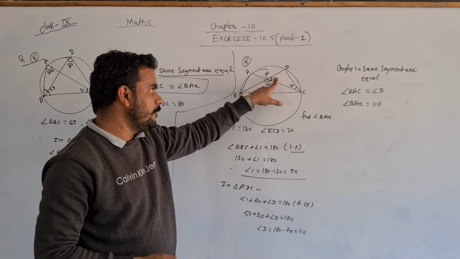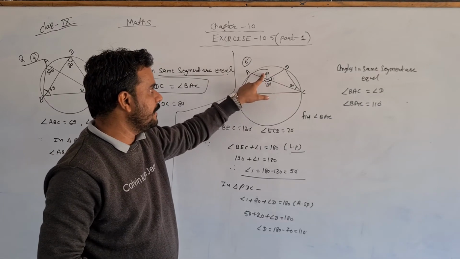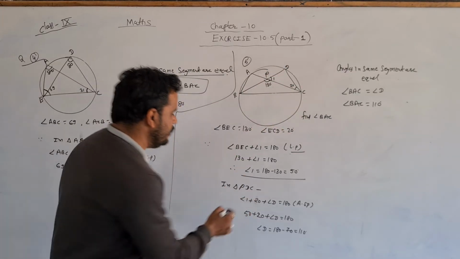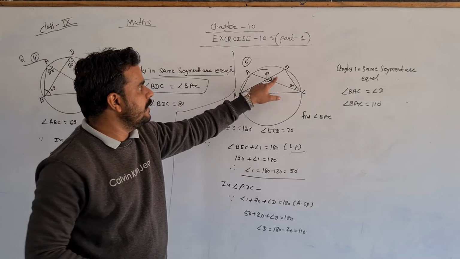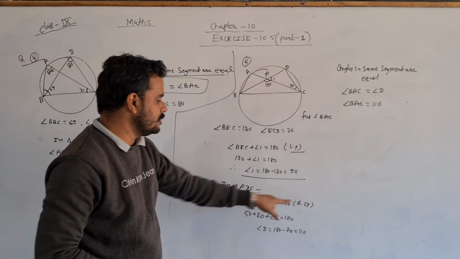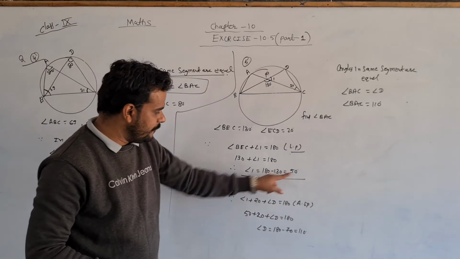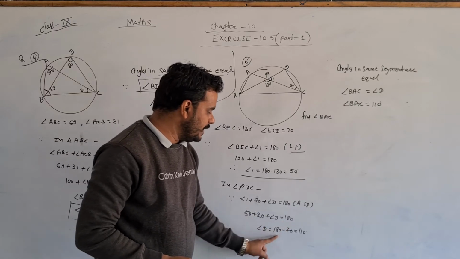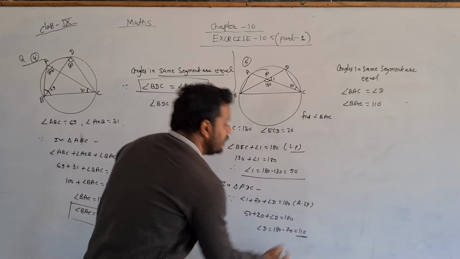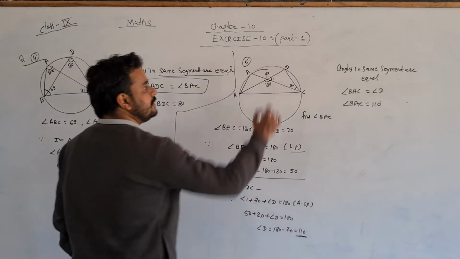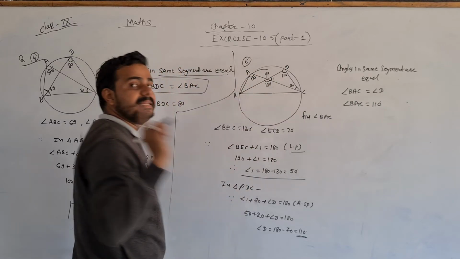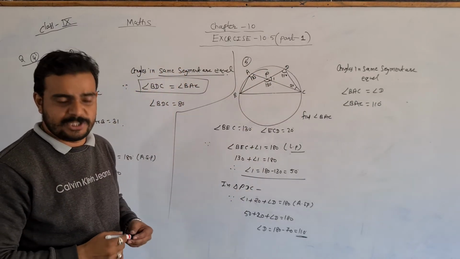So now we know that this point is marked P. So in triangle PDC, if we use the angle sum property, angle 1 plus angle B plus 20 is equal to 180. So angle 1, as you know, 50 is there, 50 plus 20 is 70. So angle D equals 180 minus 70, then 110. Because why we do like this, we get angle 110 and this is also 110. Angles in the same segment are equal to each other.